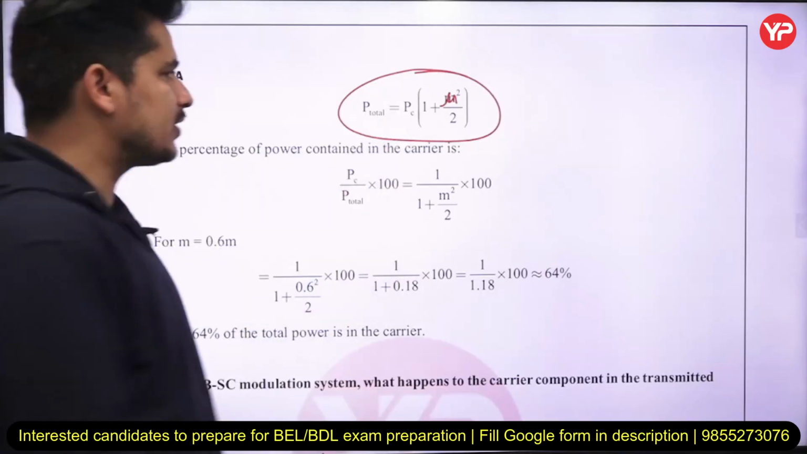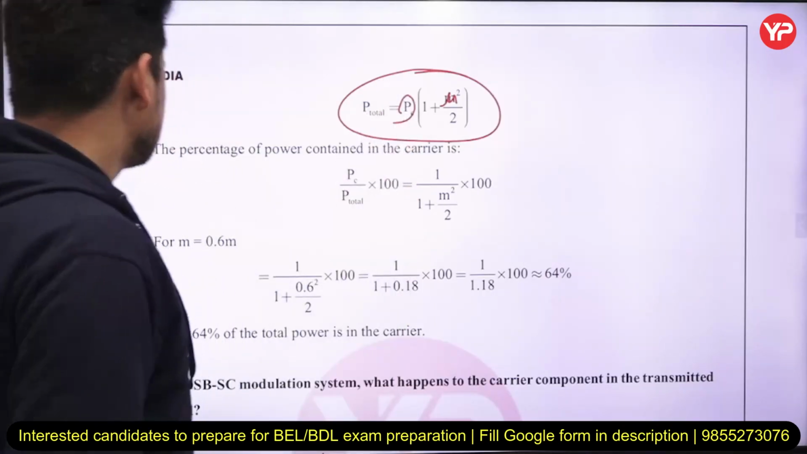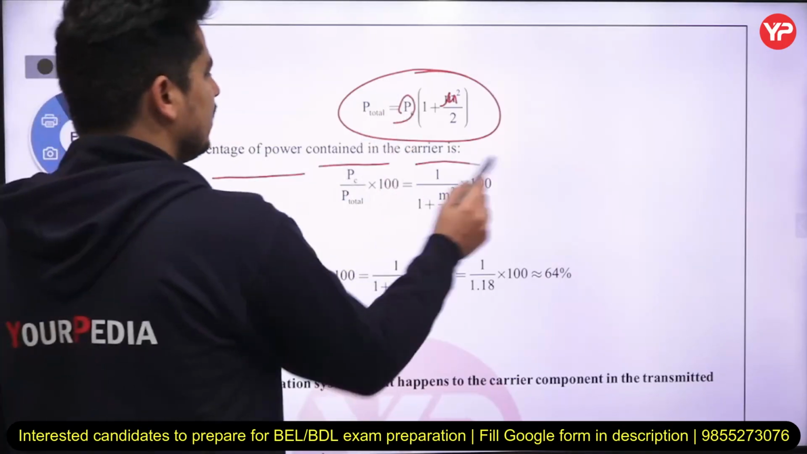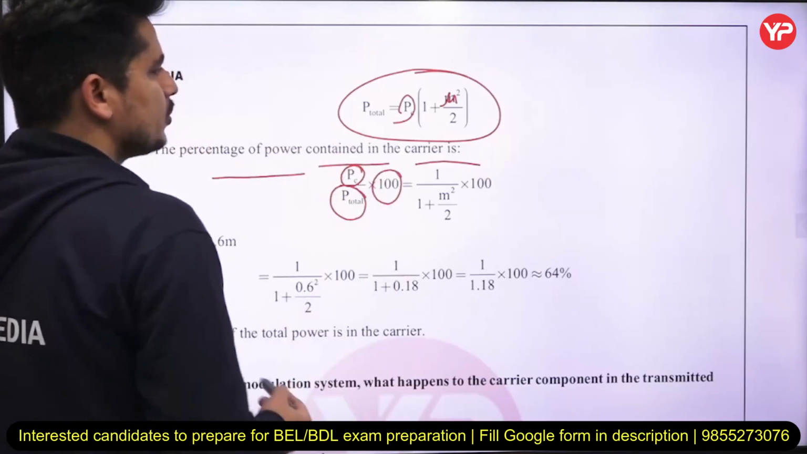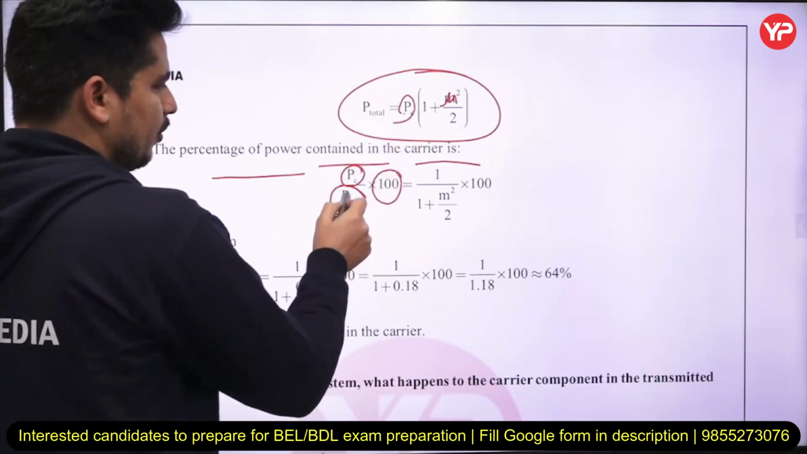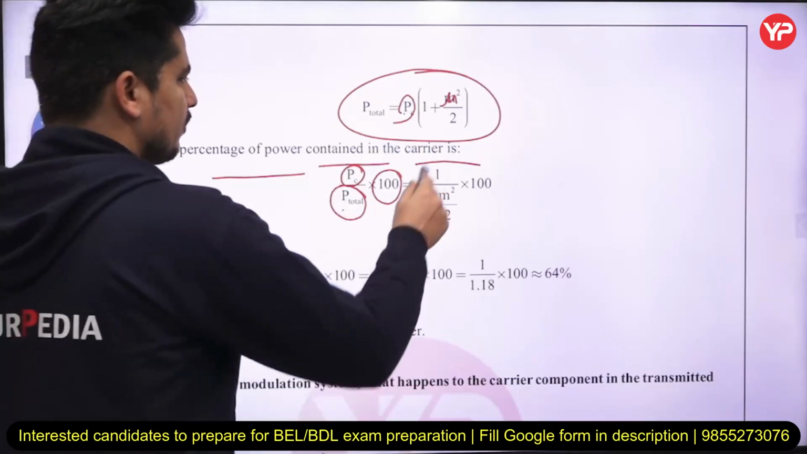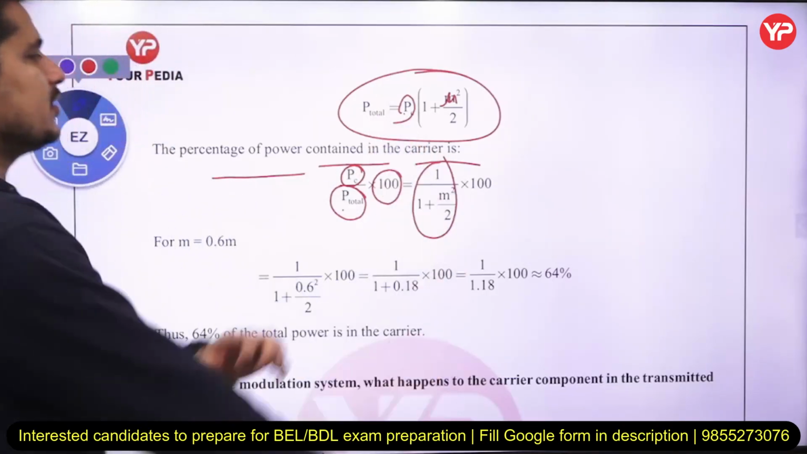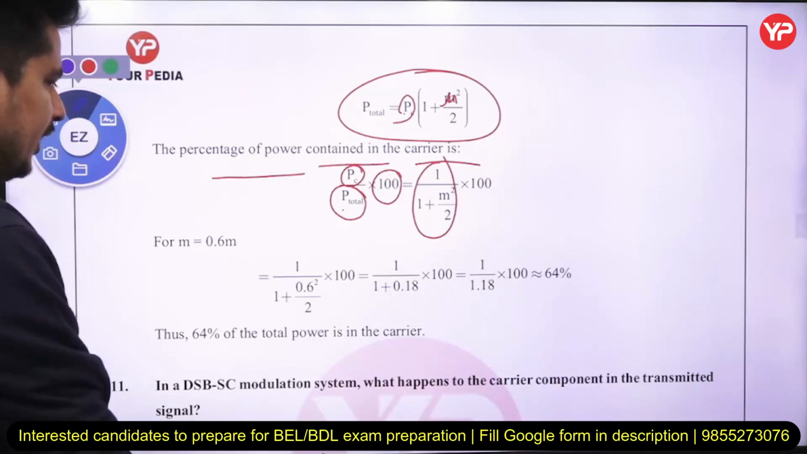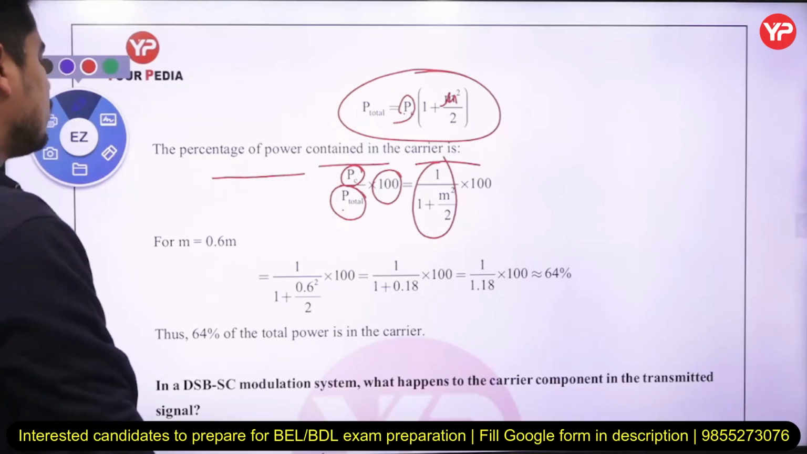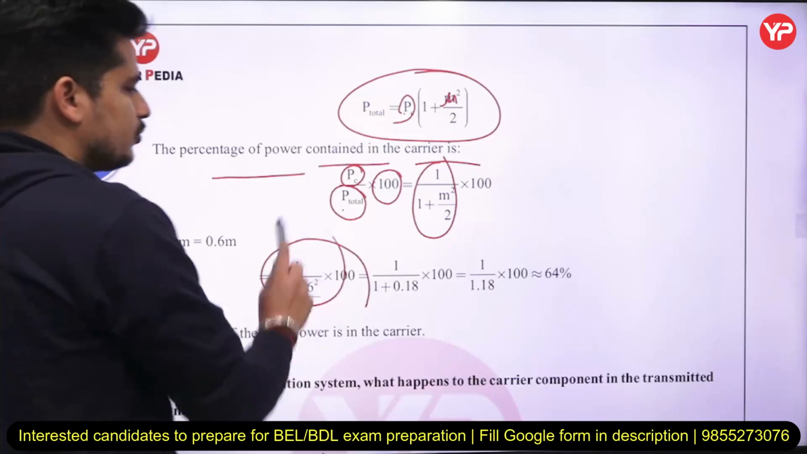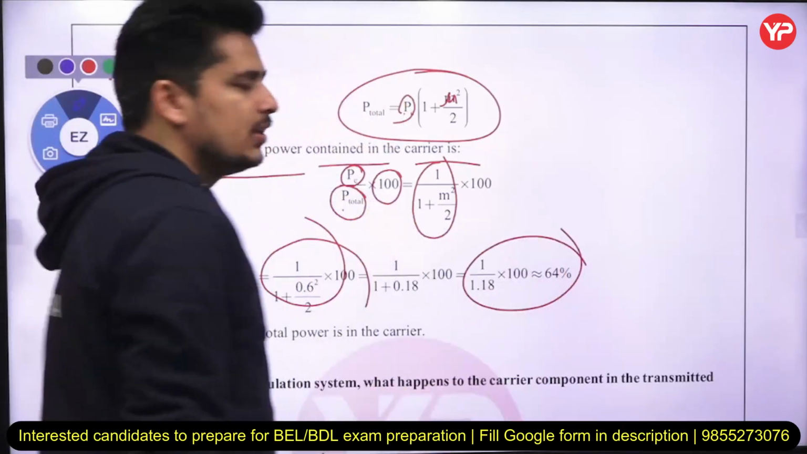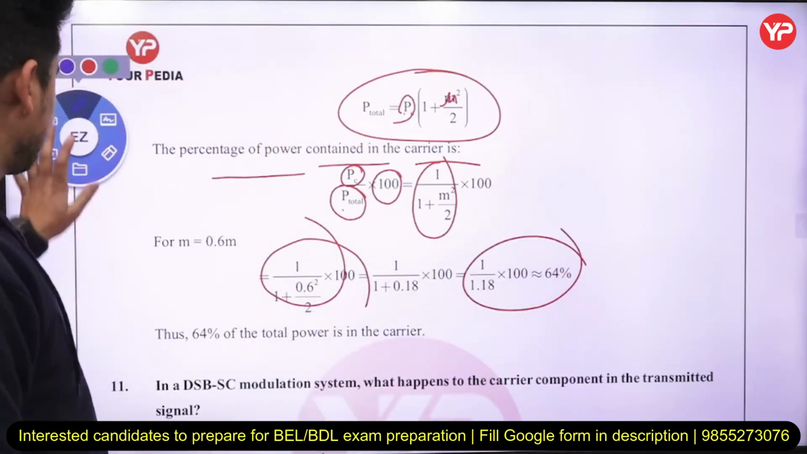Inside this total power, this Pc is your carrier power. So the percentage of power contained in the carrier is carrier power divided by total power multiplied by 100. Whenever you put the total power in the denominator, Pc will cancel out. So what will we get? 1 over (1 plus m square by 2), into 100. In place of m, we put the given modulation index, that is 0.6, and when you solve it, you will get around 64%, right?